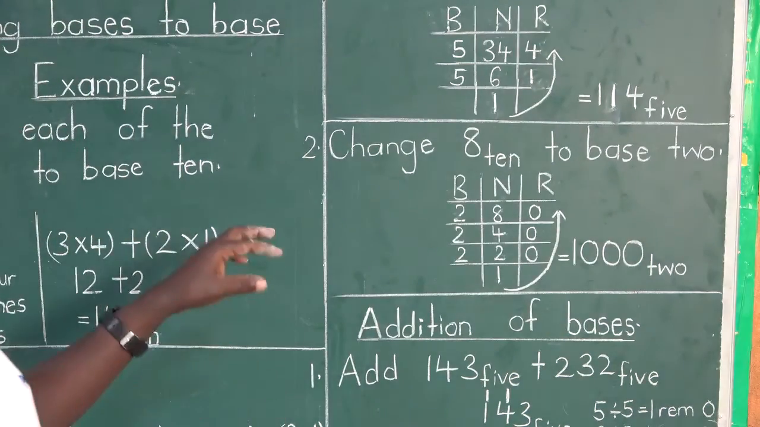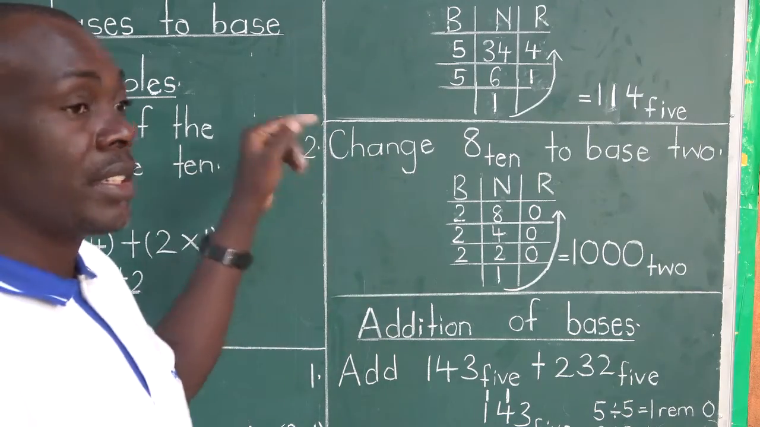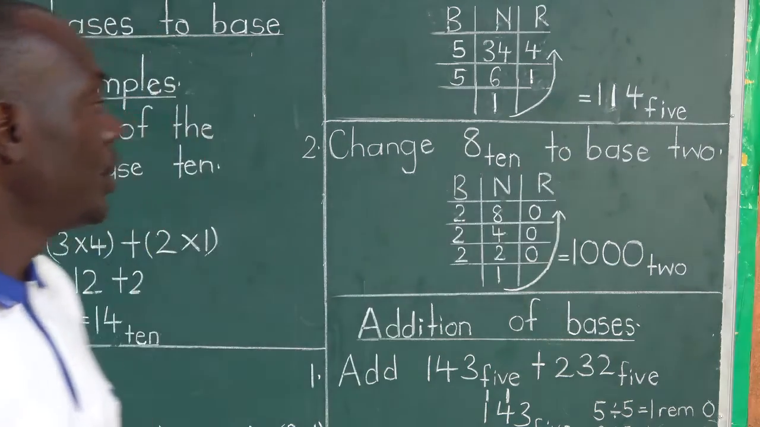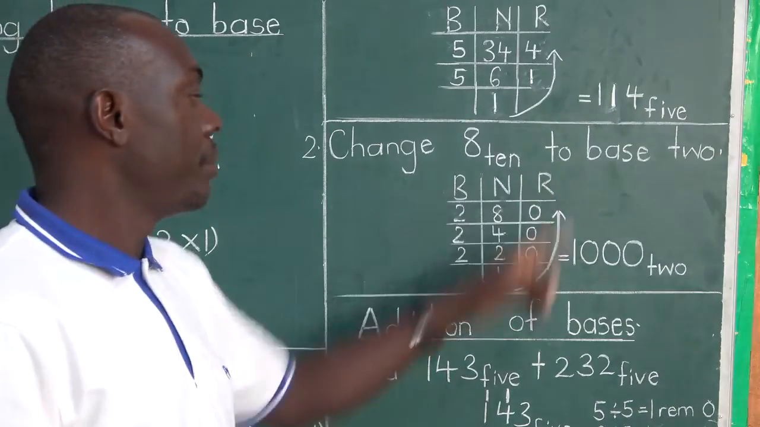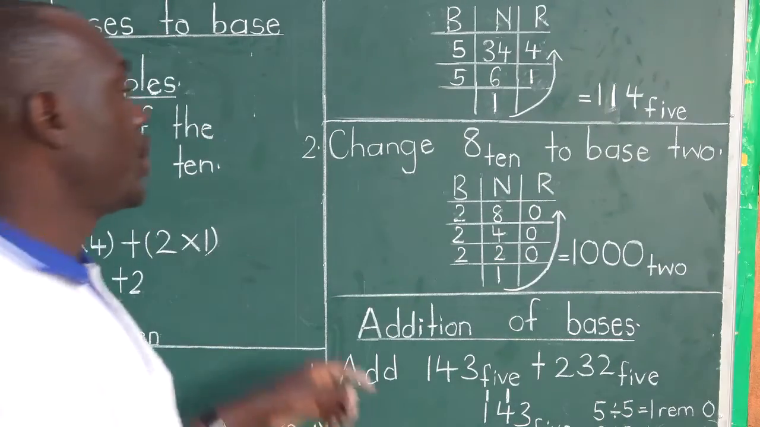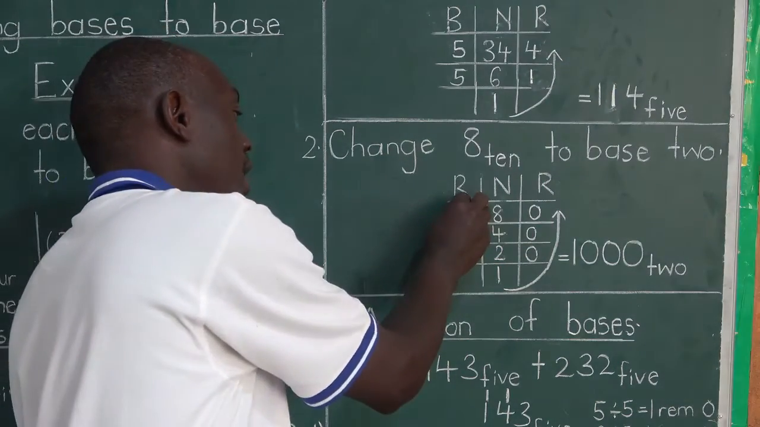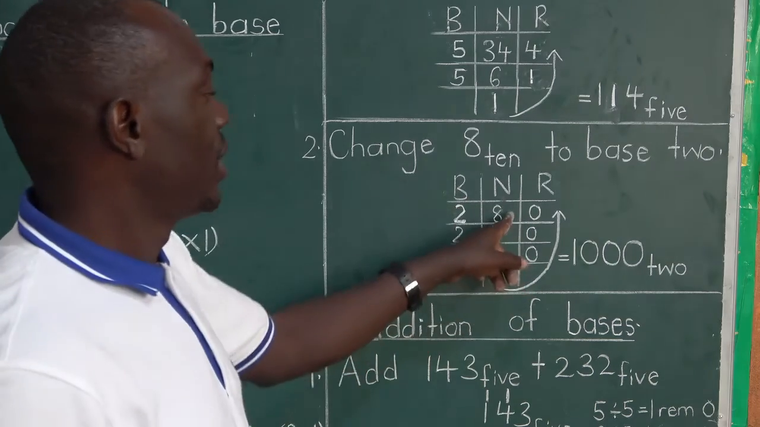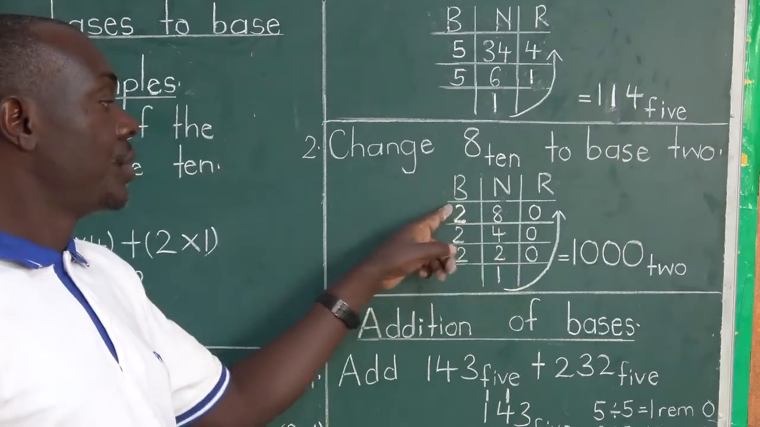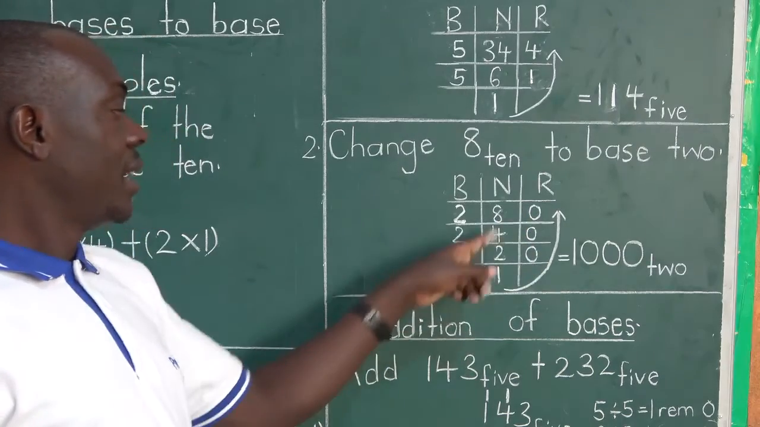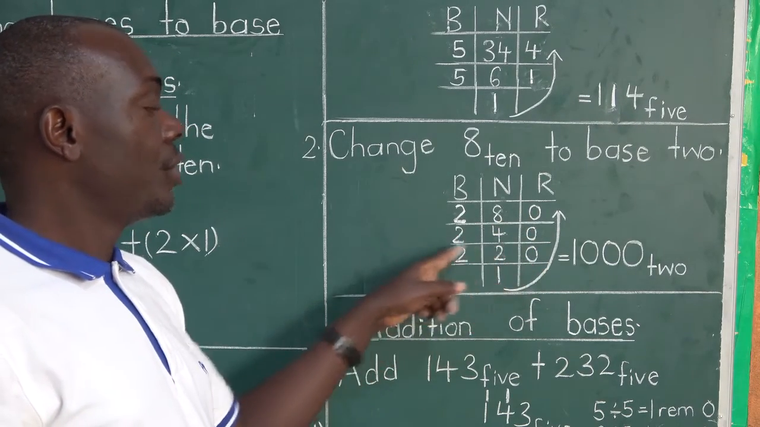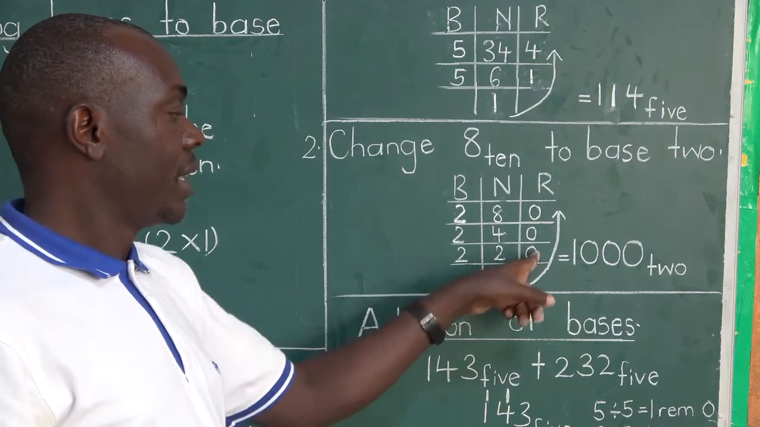You need to be repeated for. I said the question says change 8 base 10 to base 2. You say base, number, remainder. The base to which we are changing is base 2. Write our 2 here properly, and the number we are changing is 8. And now start dividing. 8 divided by 2 is 4 remainder 0, and then 4 divided by 2 is 2 remainder 0, meaning there is no remainder. 2 divided by 2 is 1 remainder 0.